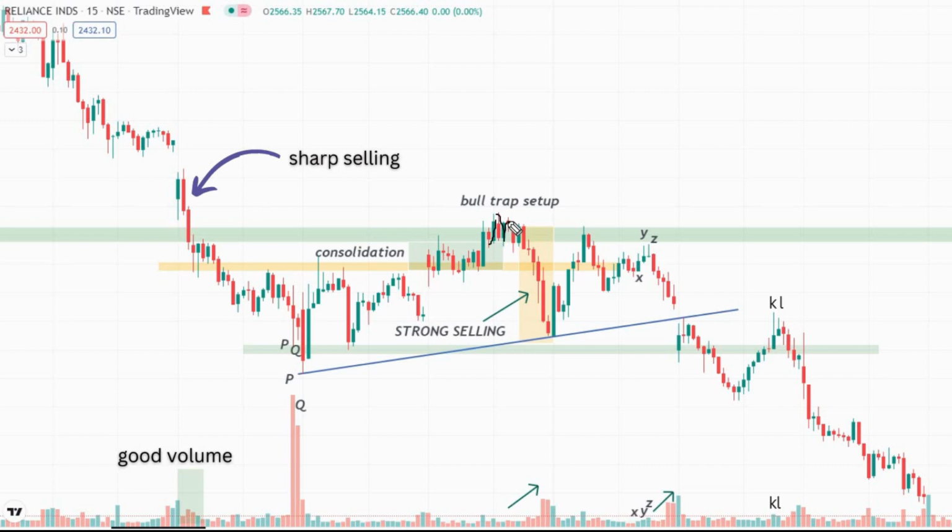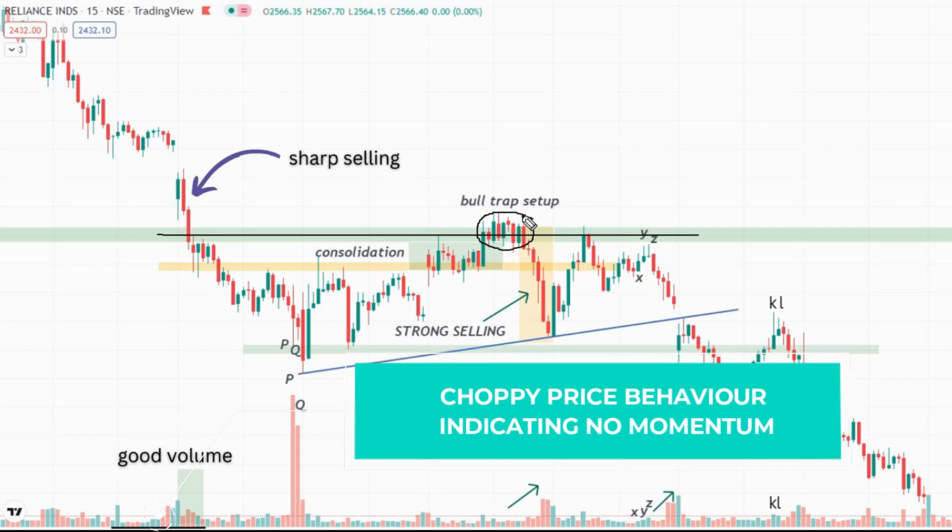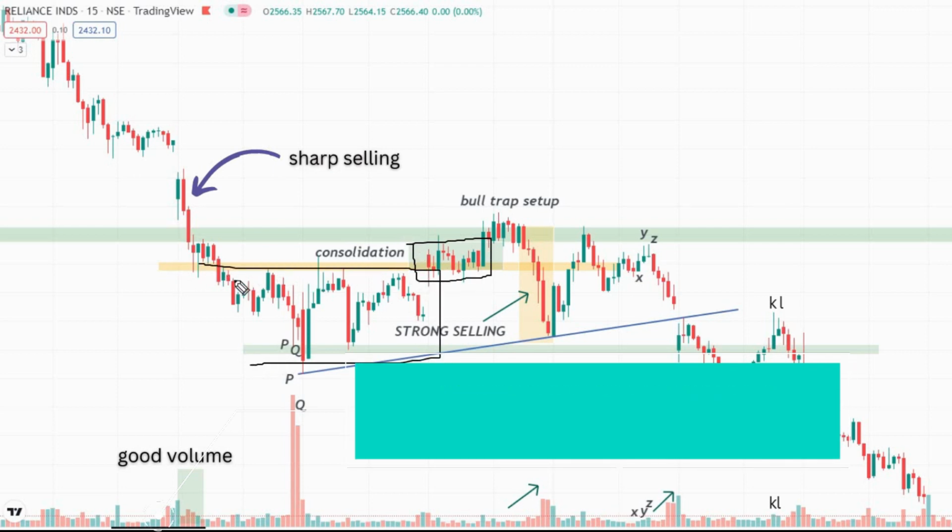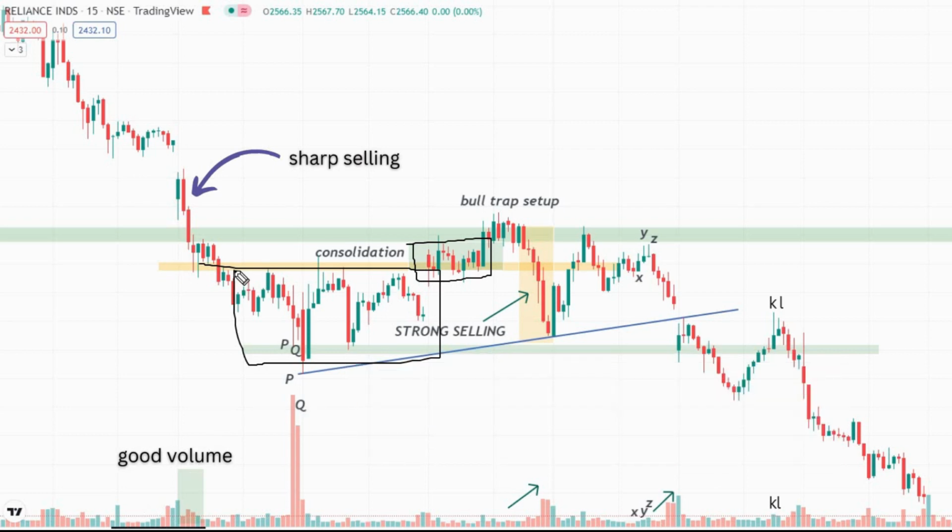Again sellers came, again buyers came, again sellers came. So what is this indicating? After a strong breakout, what is our expectation? That there shouldn't be any choppy price behavior above the resistance zone. Here consolidation is already done. The consolidation phase is already being done by the buyers. So now we should expect an expansion phase.